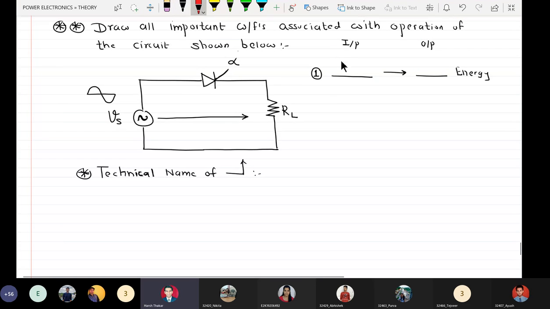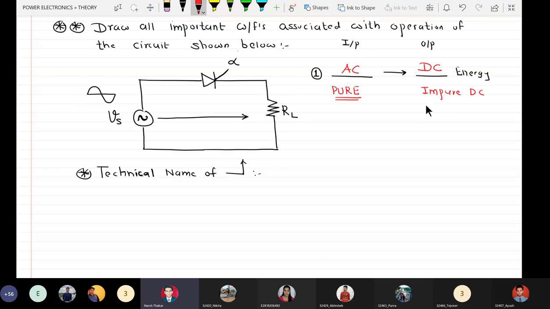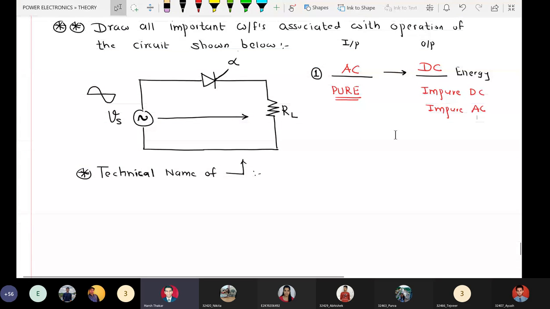So the answers are: input obviously is AC energy and output is DC energy, but it is not pure DC, it is impure DC. So at the input we have pure AC and at the output we have both impure DC and also impure AC. Impure DC means a pulsating DC, and pulsating DC can be converted into pure DC by using suitably designed filters. That we have already studied in our earlier years.